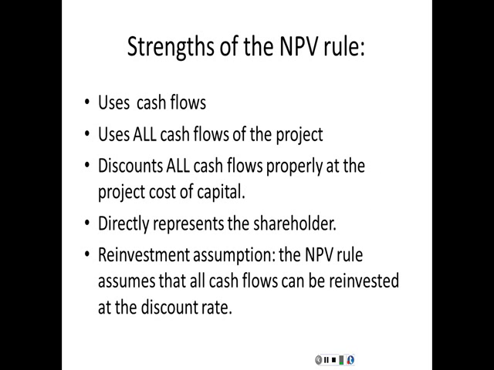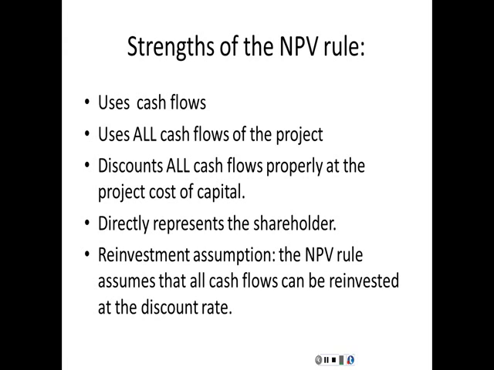But look at the NPV rule. It uses all the cash flows of the project. Remember, that's a weakness of the payback rule, right? Because the payback ignored what happens post-payback. NPV does not do that. It uses every cash flow the project generates. Perhaps most importantly, it discounts all the cash flows at the project cost of capital. This is the average return sought by our investors, whether it be bondholder or stockholder.